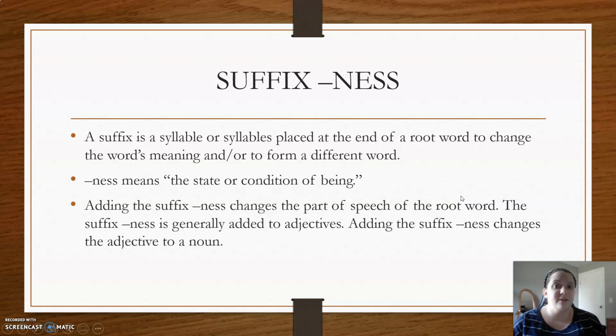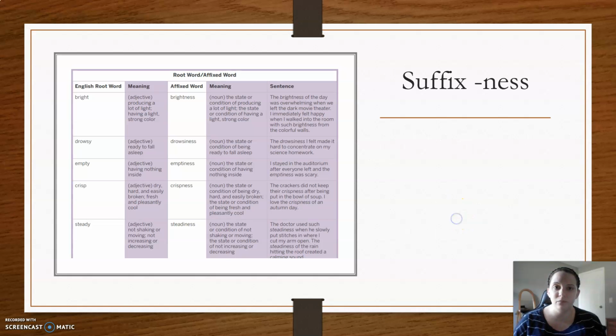Now let's talk about the suffix -ness. Remember, a suffix is a syllable or syllables placed at the end of a root word to change the word's meaning or to form a different word. So in this sense, -ness means the state or condition of being. Adding -ness changes the part of speech of the root word. It generally is added to an adjective, and it changes an adjective to a noun.